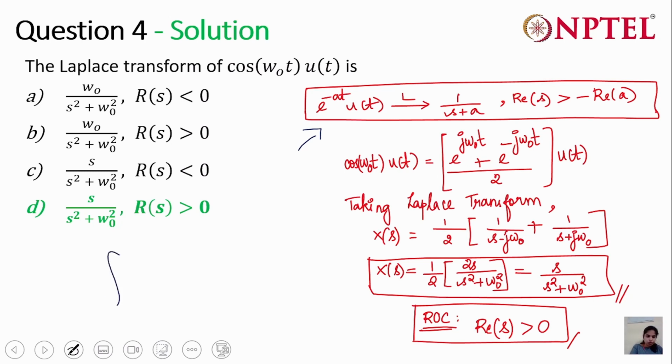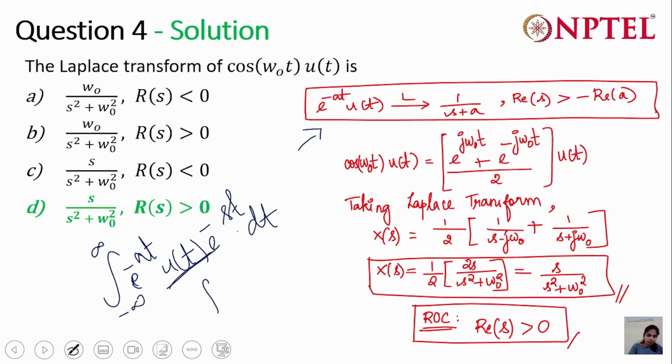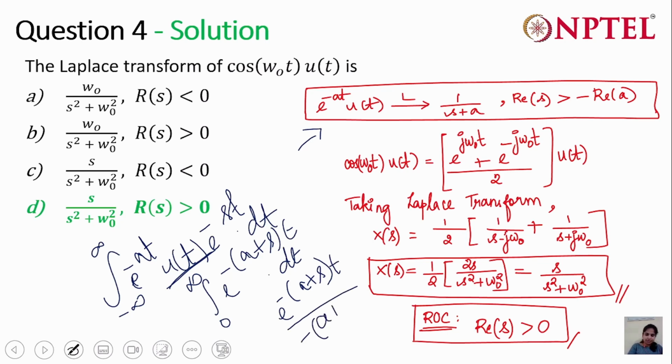So, let us look into solving e power minus at into u of t. So, e power minus at into u of t into e power minus st dt. Here, since we have u of t, this integral basically becomes 0 to infinity e power minus a plus s into t dt. So, if I have to solve this, it is e power minus a plus s into t by minus a plus s, where our limits go from 0 to infinity.